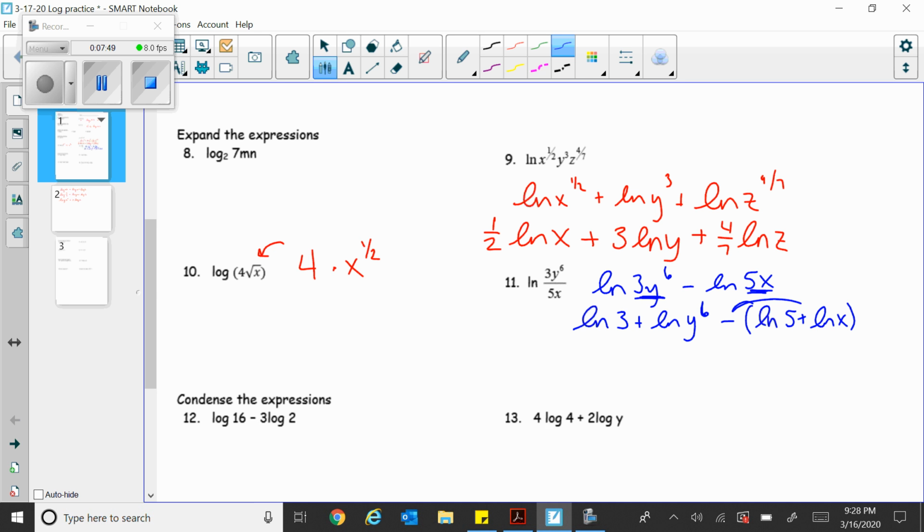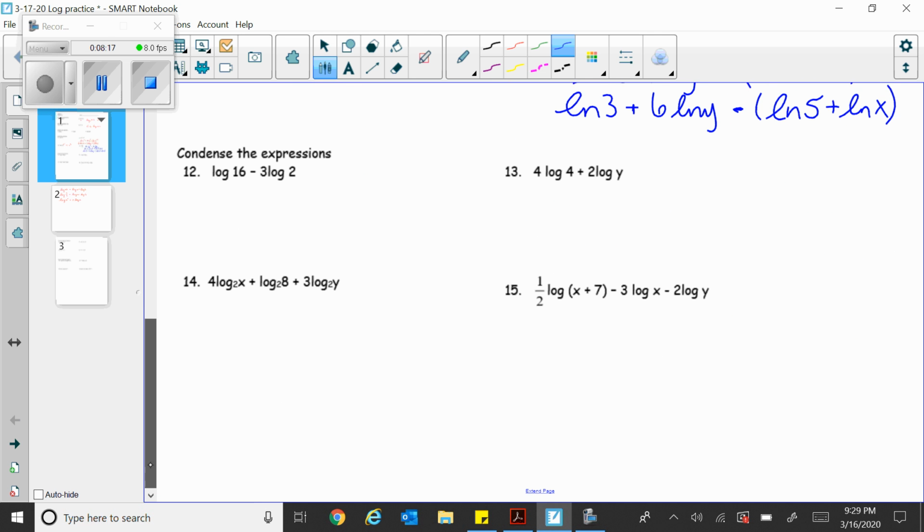So then the last thing I would do is fix the power on the natural log of y to the 6th power. So bring down the natural log of 3, bring down the 6, natural log y, and then minus, and then you just keep all the rest of it the same. Natural log of 5 plus the natural log of x. And then there you go. So that is condensing. Sorry, that is expanding. So now let's do condensing.